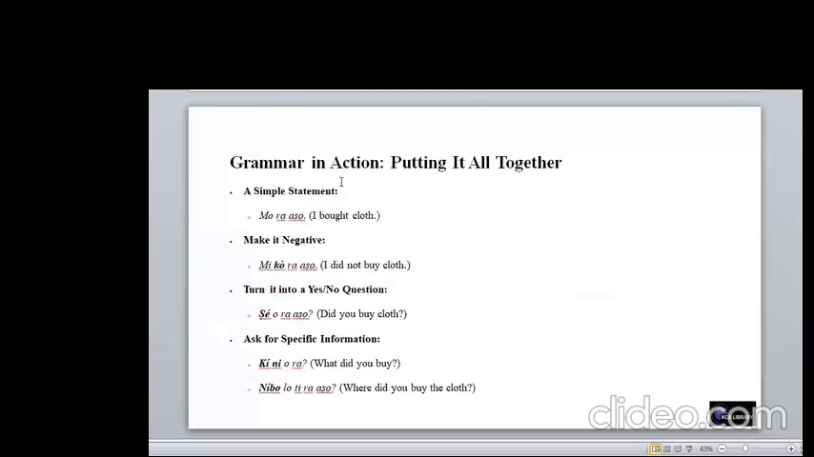Move to grammar in action, putting it all together. This is just a simple sentence. You say mo ra aṣọ, I bought clothes. Now, if you want to put it in negative form, you say mi kò ra aṣọ, I did not buy clothes. If you want to turn it to a yes or no question, you say ṣé o ra aṣọ? Did you buy clothes? Then to ask for specific information, kí ni o rà? What did you buy? Níbo lo ti ra aṣọ? Where did you buy the clothes?